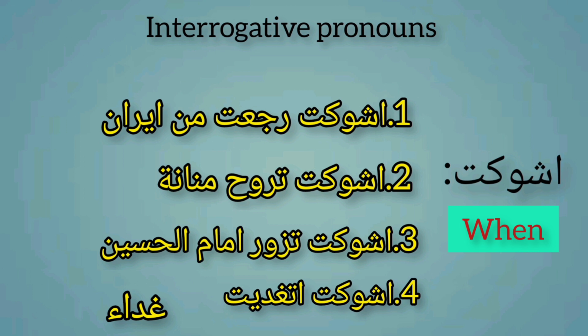And the last one is إشواكت اتعديت. إشواكت means when. اتعديت means eating lunch. When do you eat lunch? اتعديت is the verb and means eating lunch. And the noun of this verb is غداء. غداء is lunch, the noun. But اتعديت is a verb, means eating lunch. إيش وقت اتعديت means when do you eat lunch.